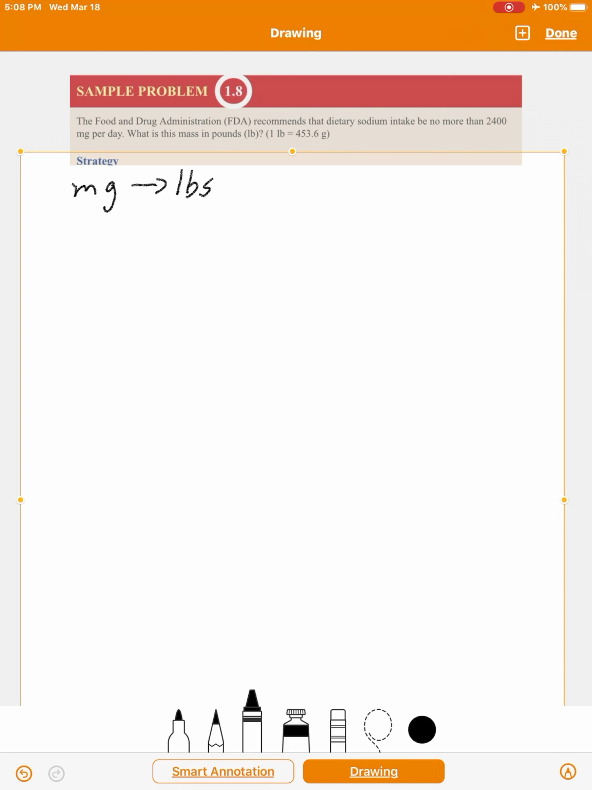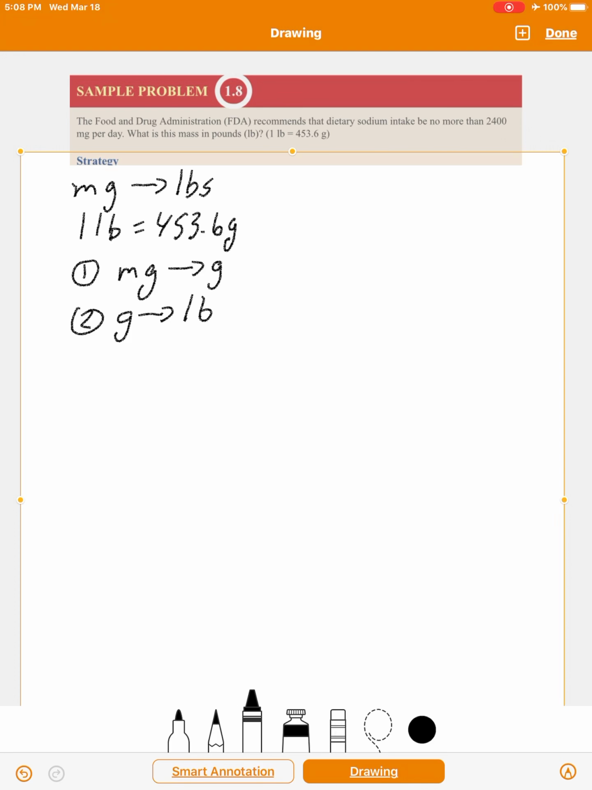There's a relationship between grams and pounds given right here. 1 pound is equal to 453.6 grams. That's the conversion they're giving us in this particular problem. But we don't have grams, we have milligrams. So in the first step, we're going to go from milligrams to grams. And then in the second step, we're going to go from grams to pounds. Does that make sense? Let's take a look at it.